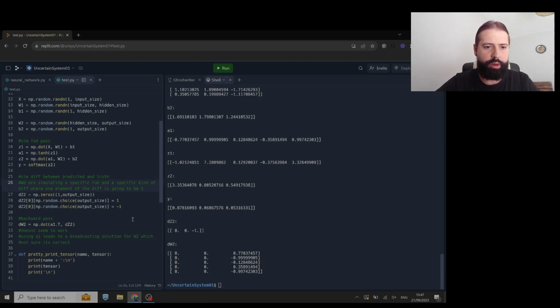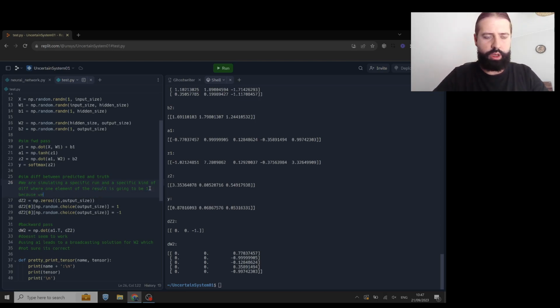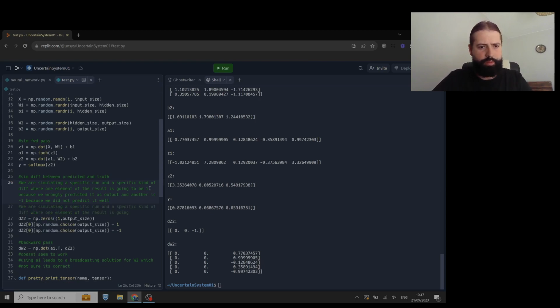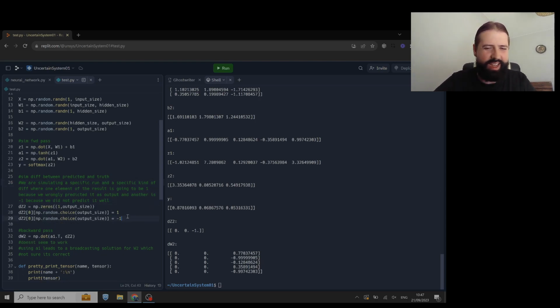And one element of the result is 1 because we wrongly predicted it as output, and another is -1 because we did not predict it well. I think that's kind of how we can simulate that, right? So here these, okay, but here's a problem, right?